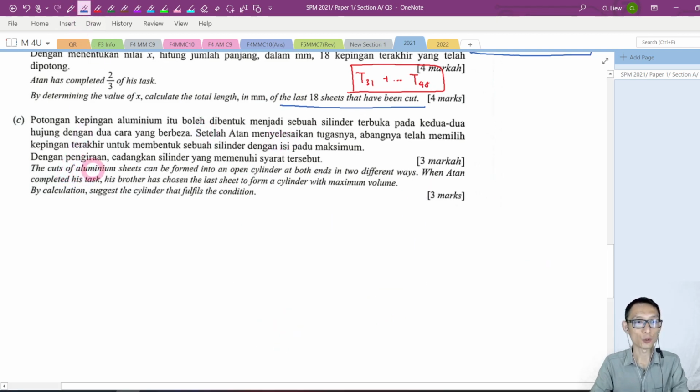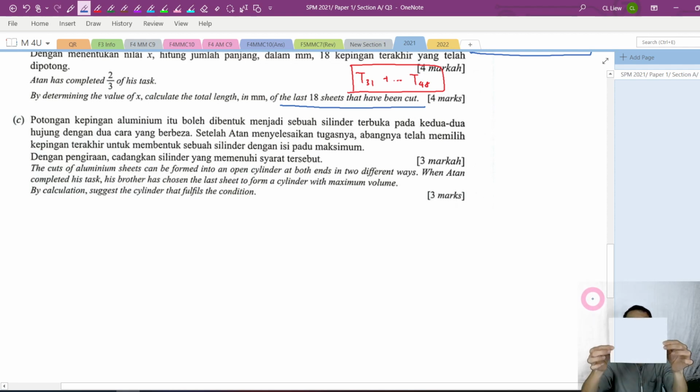The cut of aluminum sheet can be formed into an open cylinder at both ends in two different ways. When Athan completed his task, his brother has chosen the large sheet to form a cylinder with maximum volume. So by calculation, suggest a cylinder that fulfill the condition. Okay, let's say after we cut all the aluminum sheet, actually can form open cylinder in two different ways.